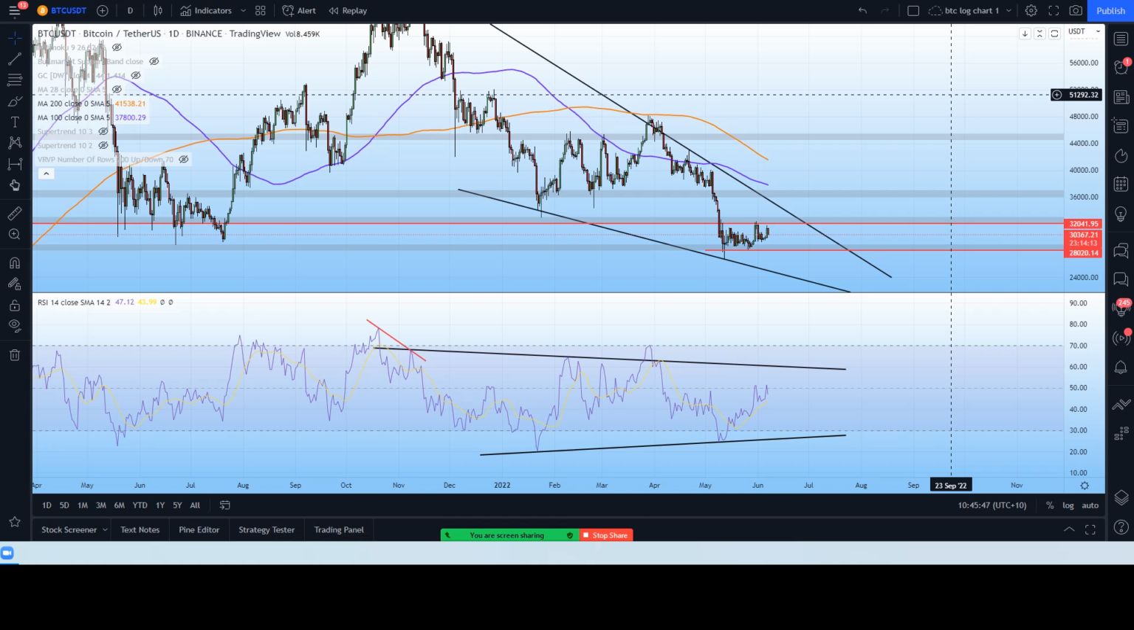We've got a lot to talk about today. A lot is happening for the Bitcoin chart. I just want to go ahead and introduce Wolf. Wolf, how are you going today?